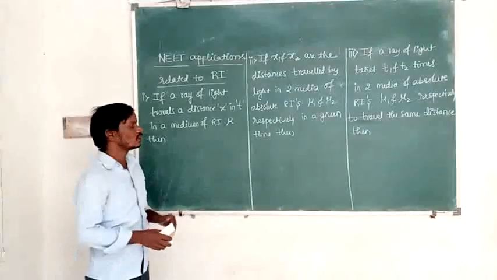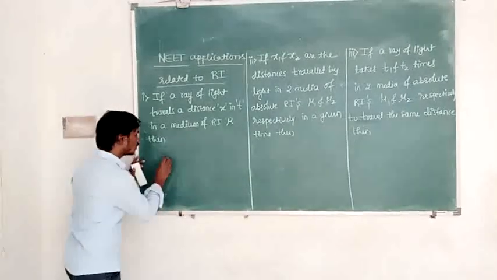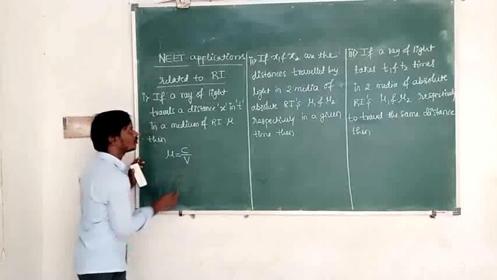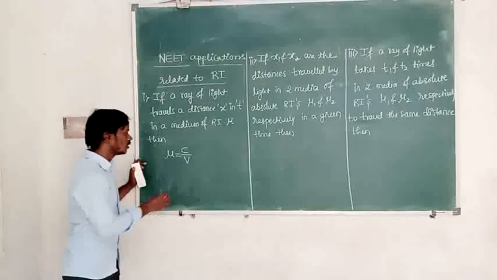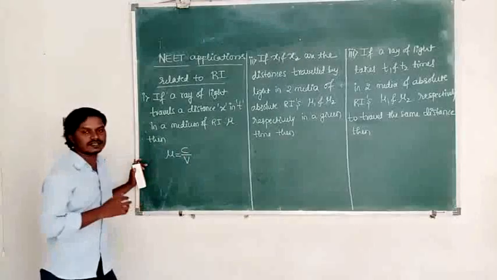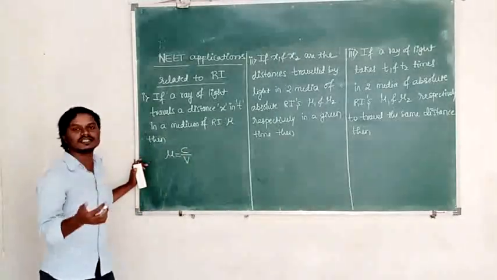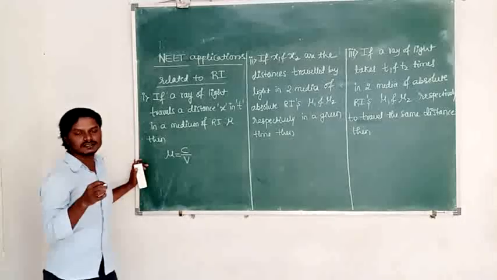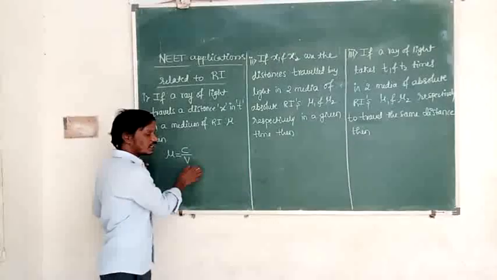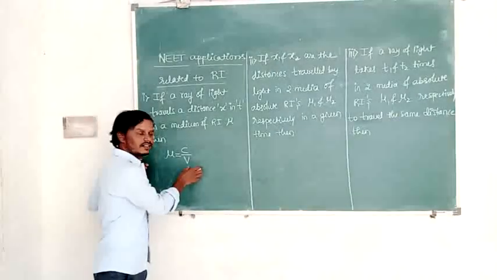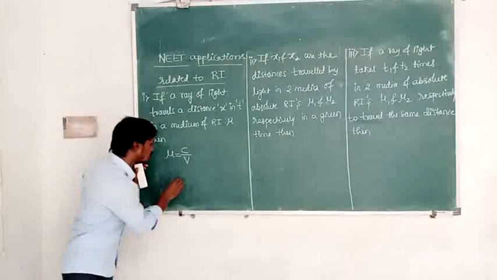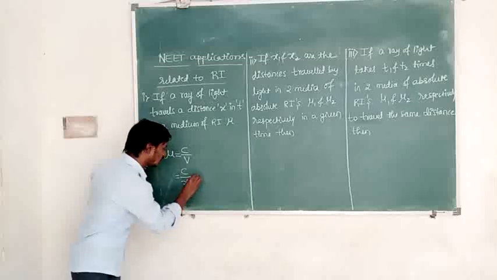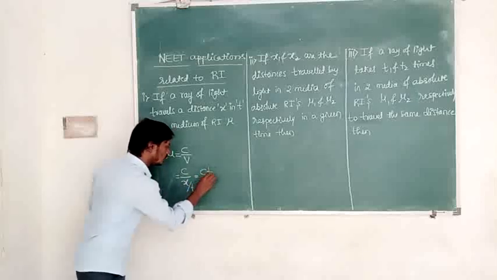How to write the refractive index here? Already we know the expression for refractive index: mu is equal to c by v. It is the absolute refractive index of the medium. And the speed of light in the given medium can be defined as distance traveled divided by time taken. The distance traveled in the given medium is x, and the time taken is t. So mu is c by v, which is c into t by x.